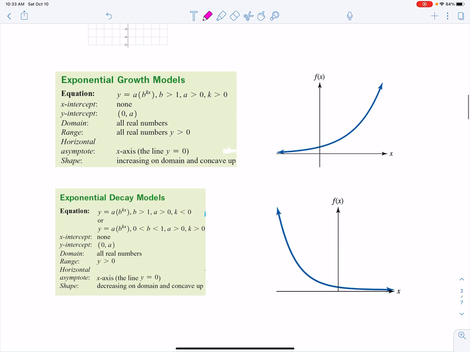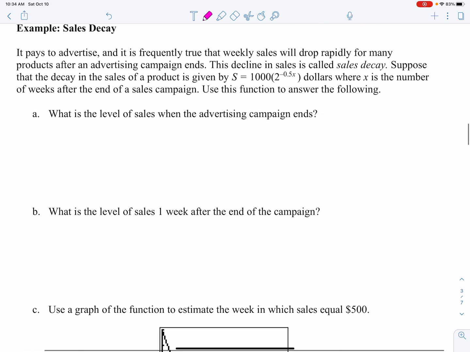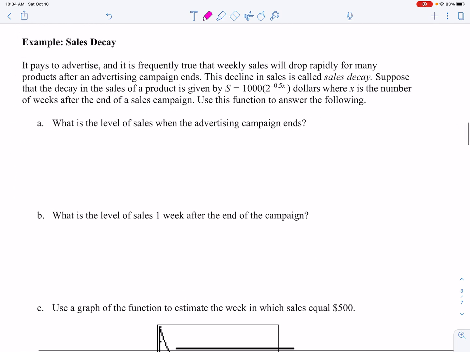All right, and then we have exponential growth and decay models. You've probably done these before in physics classes, chemistry classes, or biology classes with exponential growth and decay. So there are all the different properties. These are exponentials, so there's not much that you really have to have memorized. You should just be comfortable with these. The examples are more important here.